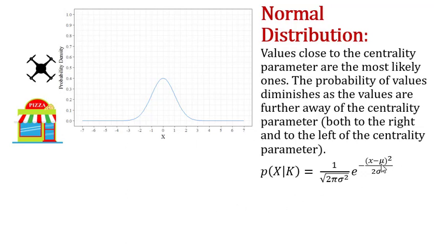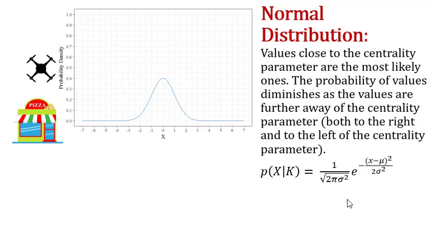Now the mu, what we call the centrality parameter, and the sigma is the dispersion parameter, and typically we call it the standard deviation, and sigma square is typically called the variance. So the square of the standard deviation is the variance.